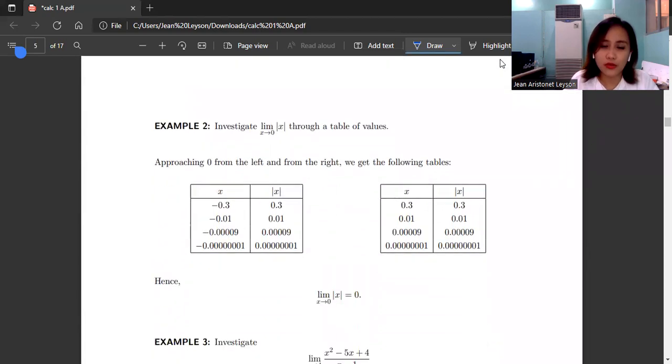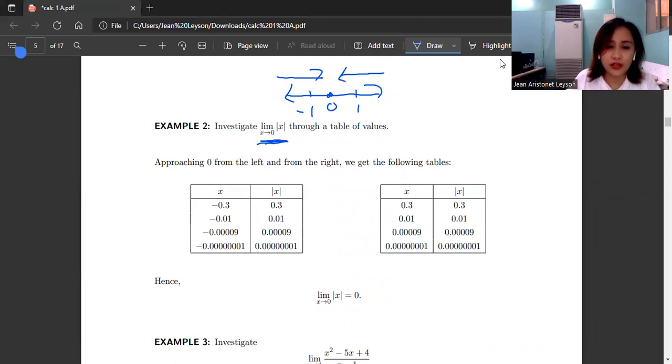So now let's have this one. Investigate the limit of the absolute value of x as x approaches 0. So using still a table of values. If this is our number line, it's 0 in the middle, 1 right there, negative 1 on the left side. So from the left, then from the right.